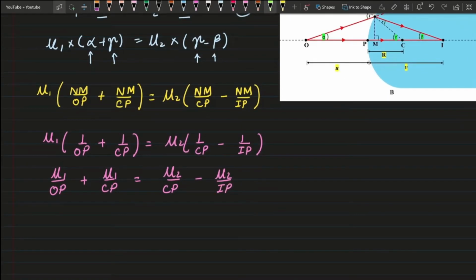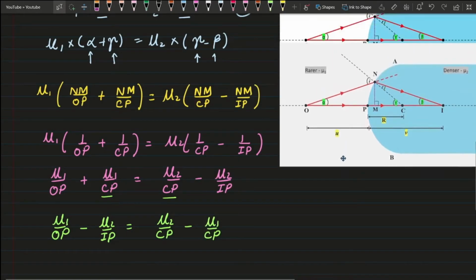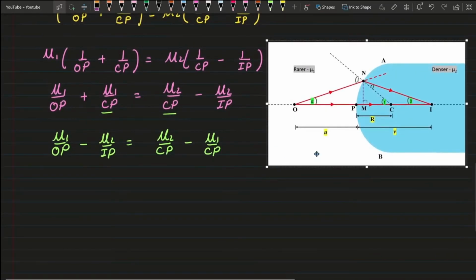Now what will I do? I will bring the terms with the same denominator on one side and the mu1 and mu2, IP and OP terms on the other side. It will be mu1 upon OP minus mu2 upon IP will be equal to mu2 upon CP minus mu1 upon CP. So this is what we have got.